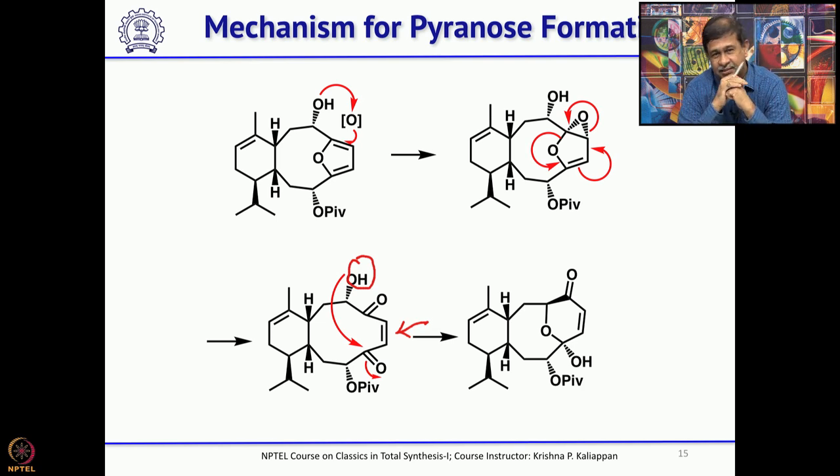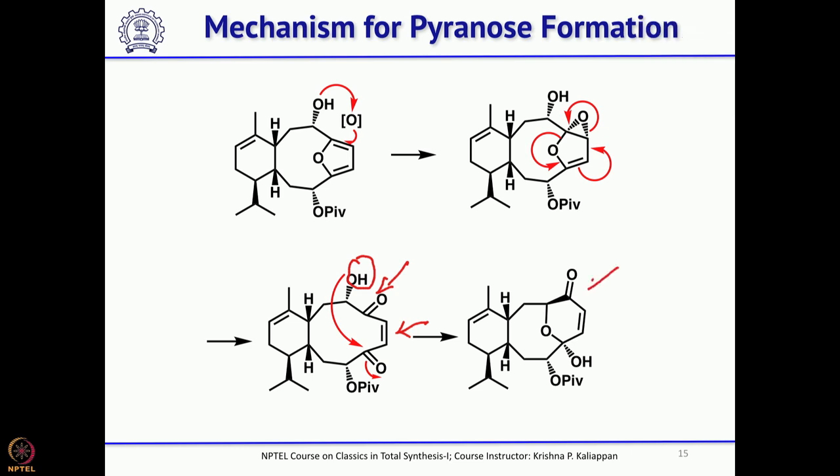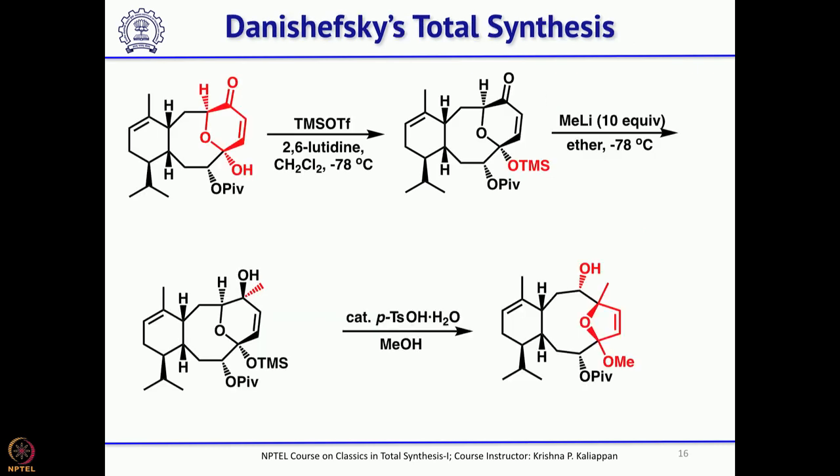Okay. And this is also good in one sense that if you look at the natural product, you need to introduce a methyl group here. You need to introduce a methyl group here. So now this has become easy because you have an enone. Okay. You have an enone, then it should be easy to introduce the methyl group here. So how did they do it?